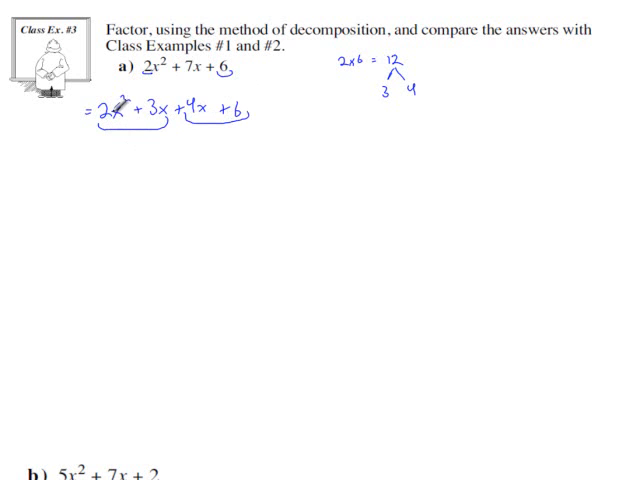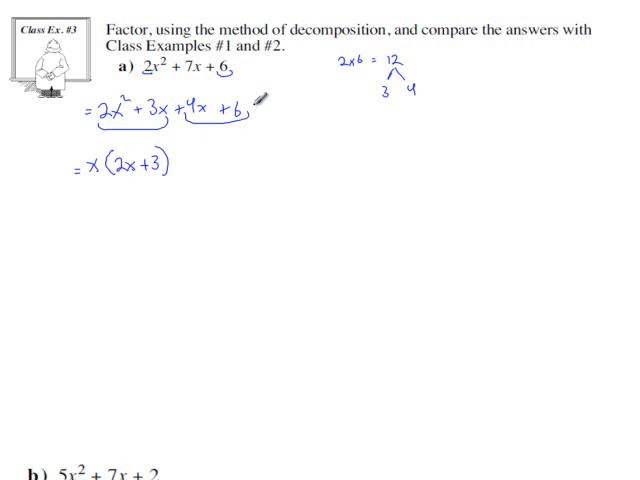So looking at the first group, 2x squared and 3x. They're both divisible by x, so your common factor from this group is x. Take out the common factor. Then inside the brackets you'll have 2x squared divided by x is just 2x. And 3x divided by x is just 3.